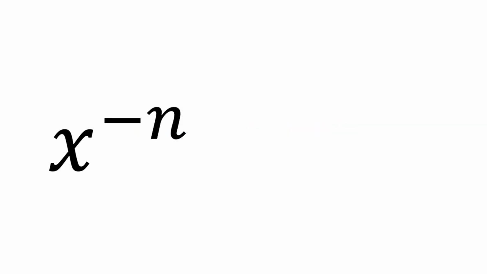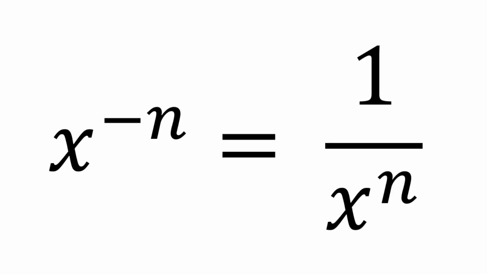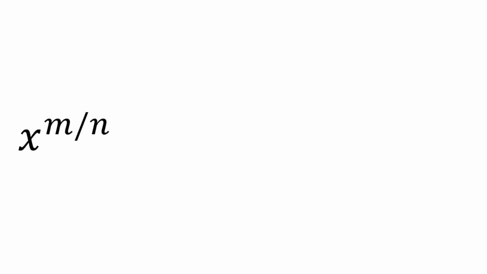Our first case is where we are given a base with a negative exponent. In order to turn a negative exponent into a positive exponent, we must simply reciprocate it. For example, x to the negative n can be rewritten as 1 over x to the n to remove the negative exponent. Our second case is where we are given a base with a fractional exponent.